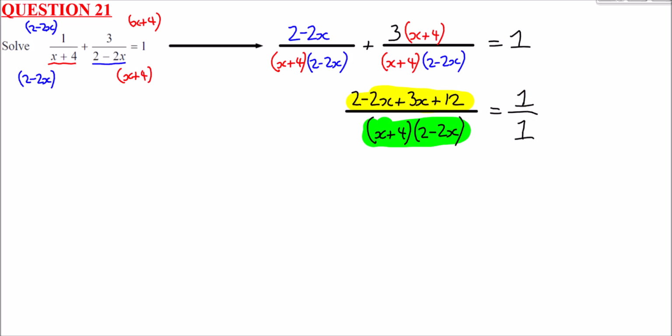So now we can say the top, which we can simplify now actually, minus 2x plus 3x is a single x. So that means that a single x and 2 plus 12 is 14. That must equal the denominator, which is x plus 4 multiplied by 2 minus 2x.